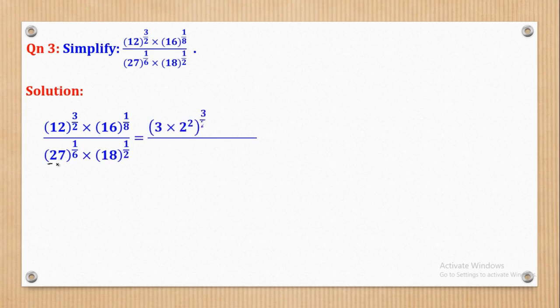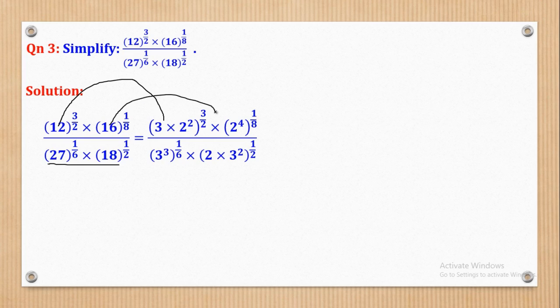So this is what we are given. Now next we shall see that 12 is the same as 3 times 4, therefore that 3 is there, and that 4 becomes 2 to power 2. Then 16 is 2 to power 4, 27 is 3 to power 3, 18 is the same as 2 times 9, but that 9 is 3 to power 2.